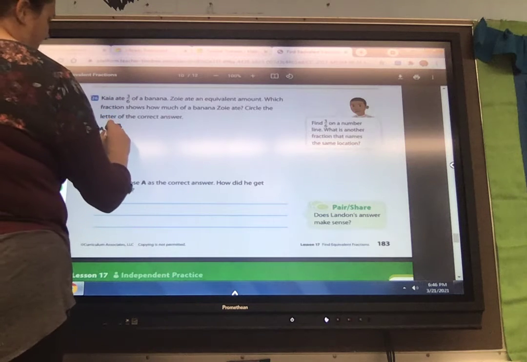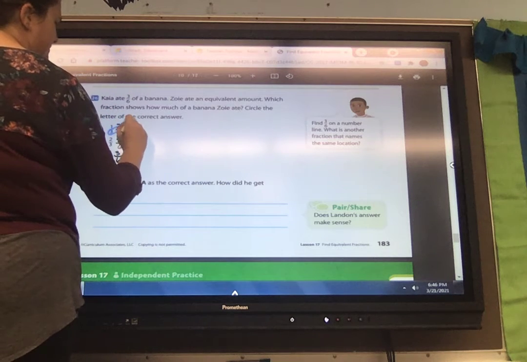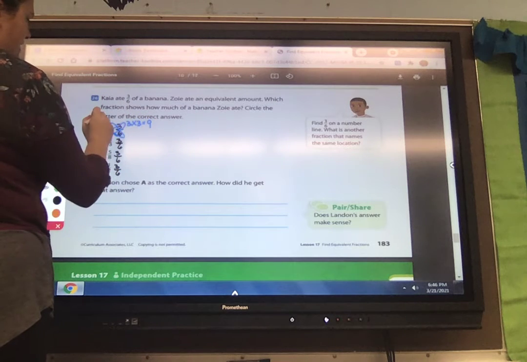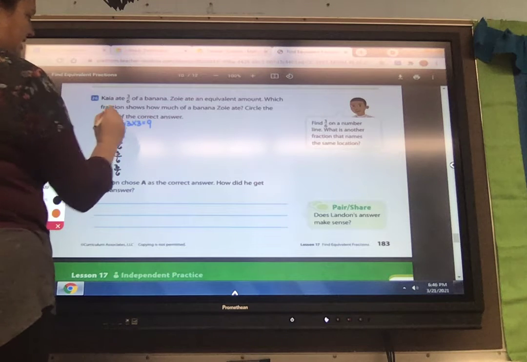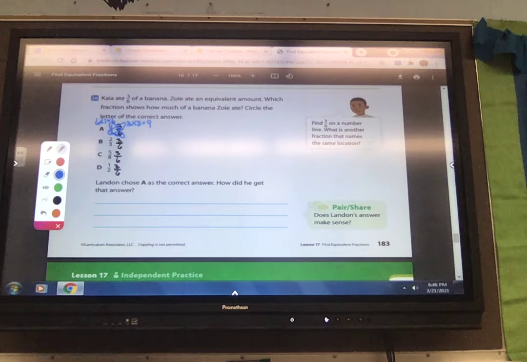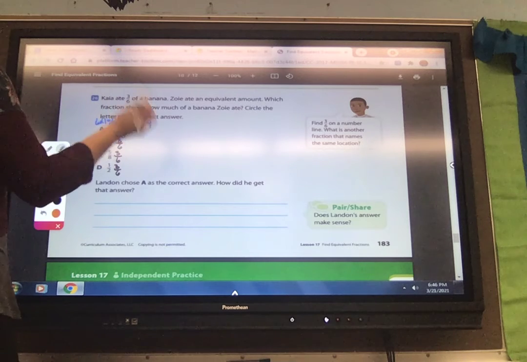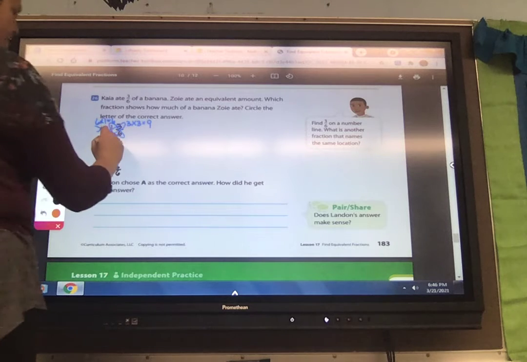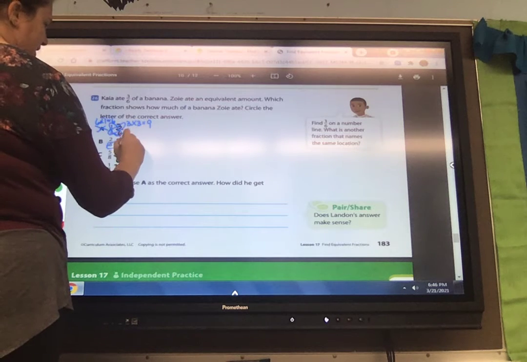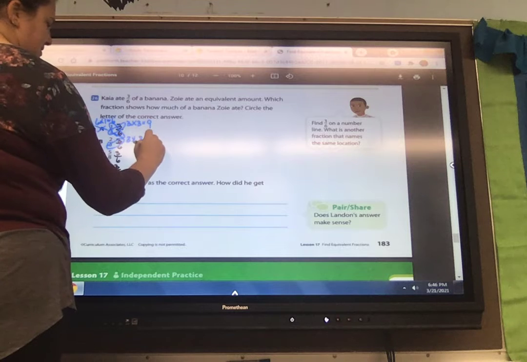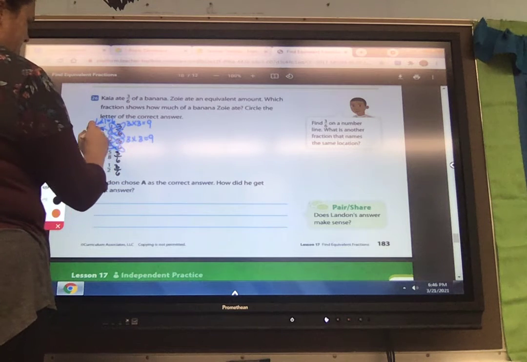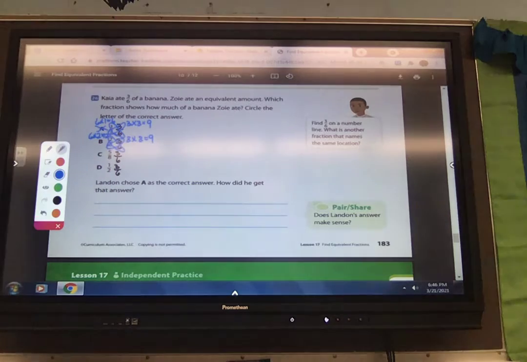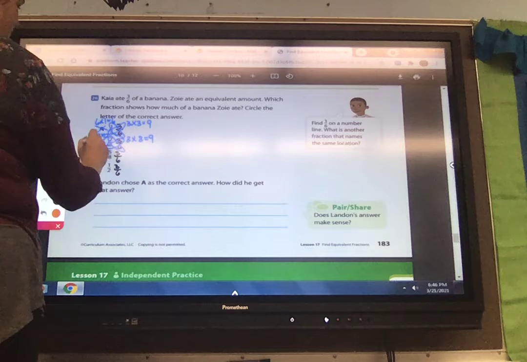So let's start with A. 3 times 3 is 9. 6 times 1 is 6. Does 6 and 9 match? No. So A is not equivalent. Let's try B. Bottoms up. 3 times 3 again. We already know is 9. Other side, 6 times 2 is 12. Is 12 and 9 equivalent? No. B is out.